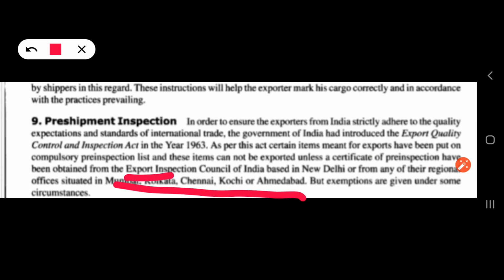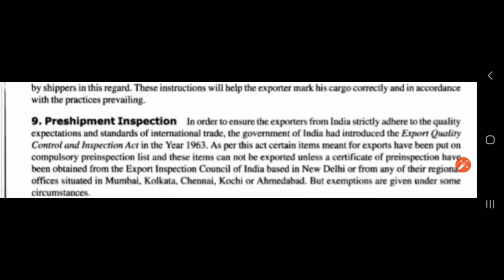So this is a very important thing, right? Which is the Export Inspection Council of India. But some exemptions are given under some circumstances. In a few circumstances, some exemptions will be given, like in terms of quality, or in terms of dimensions, or maybe in terms of time of delivery. Sometimes some exemptions will be given by this export council.